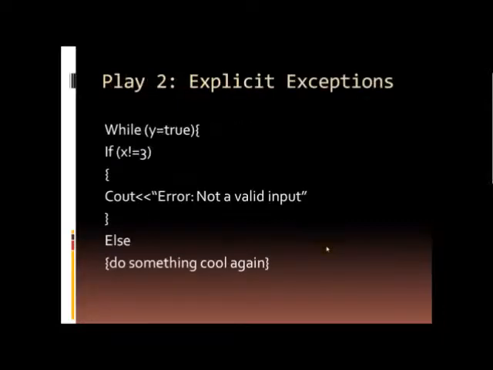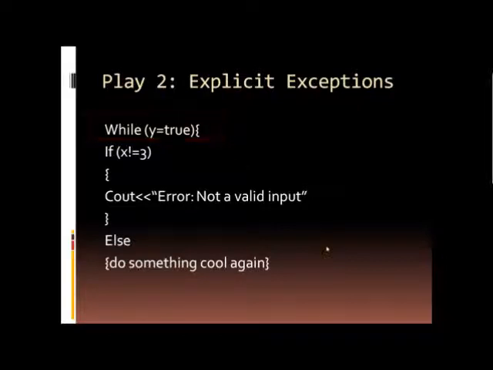So for example, we're going to do the second play, which is going to have explicit exceptions. Now, what I mean by explicit exceptions is that you will specifically describe what an exception would do. You have other types of ways like try and catch and throw and all those kinds of things, but in this case, we're just going to do explicit exceptions. We're going to have while y equals true. We're going to have this set up, and while y is true, it loops.